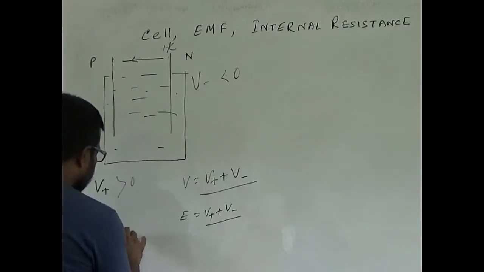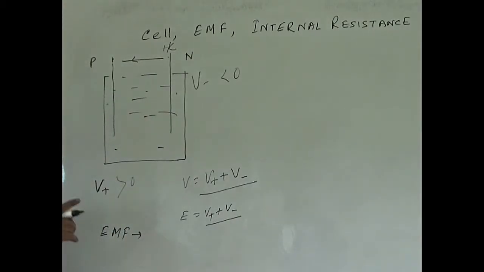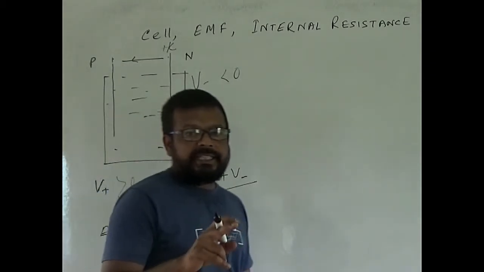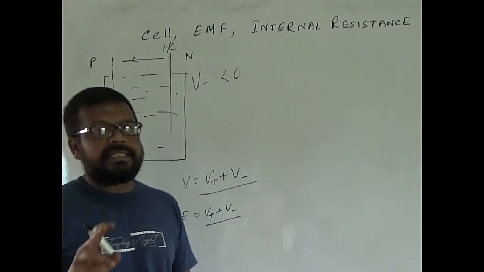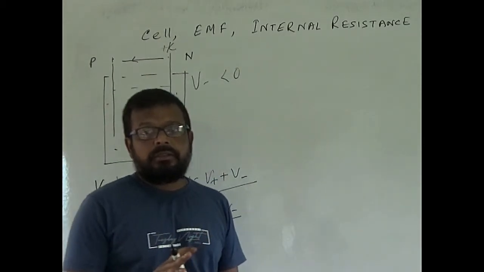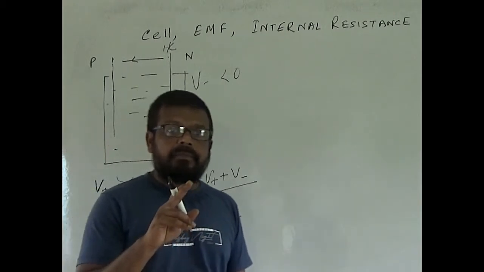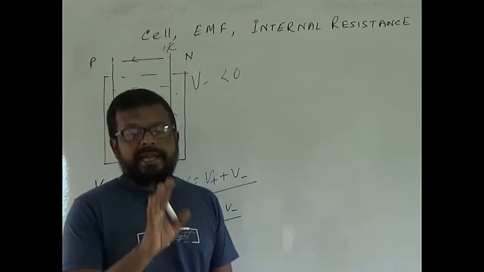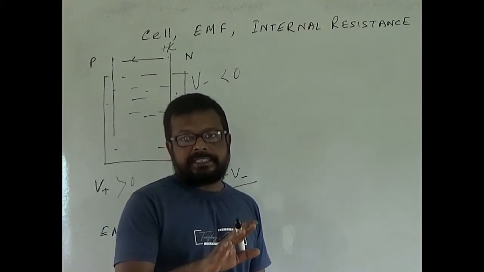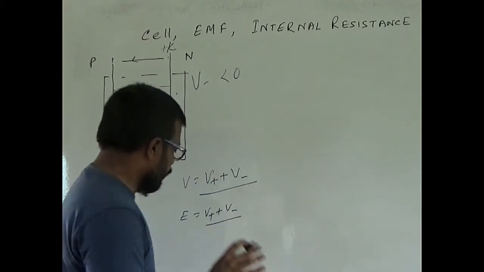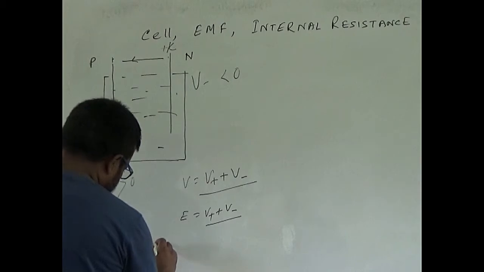And thus EMF is the work done to bring a unit positive charge from one terminal to another terminal. Therefore EMF has the same dimension as the potential difference, or the potential, and also has the same unit as the potential. And we know the SI unit of potential is volt. Therefore the SI unit of EMF or electromotive force is volt.